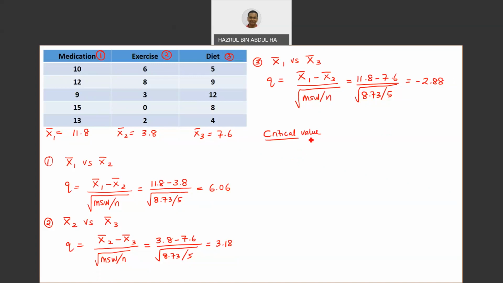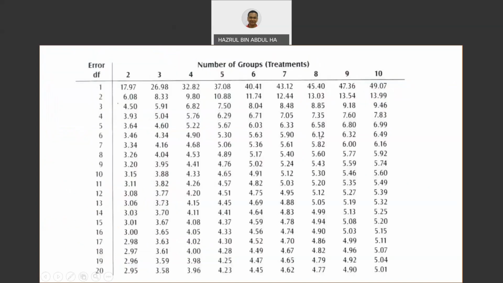for the Tukey test? You refer to table N in the textbooks, critical value for Tukey test. The column is the number of groups or treatments, and the first column is the degree of freedom within group. The first row is the number of groups or treatments.